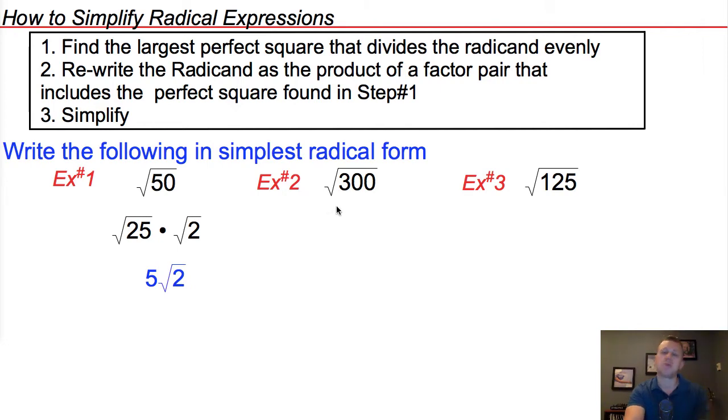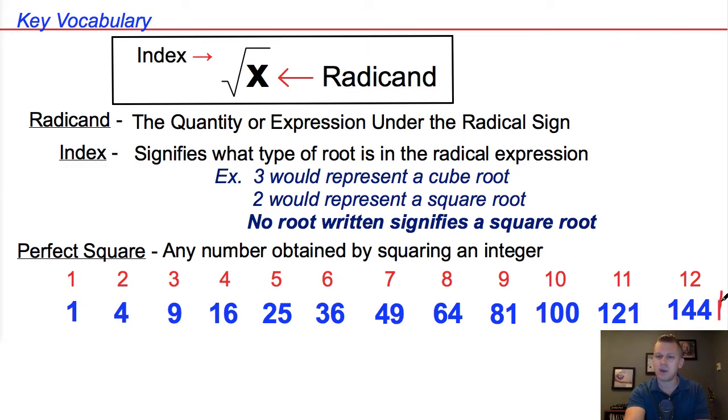Let's try example number 2. I want to find the largest perfect square that goes into 300. So I can go back to my list. 300 is way over here. It's off the scale. So I can check this way.